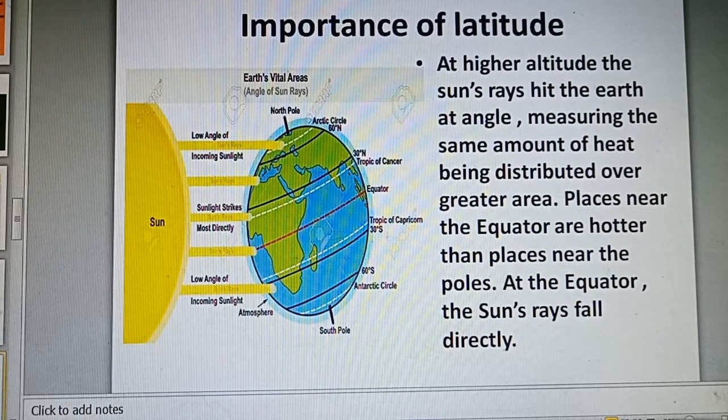So the difference between the duration of day and night is also more as we move towards the poles.